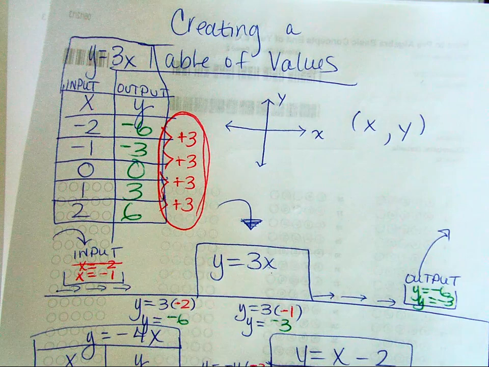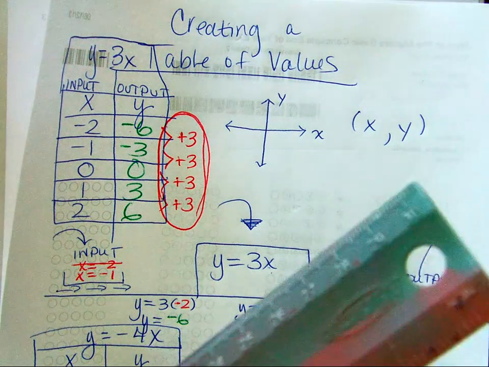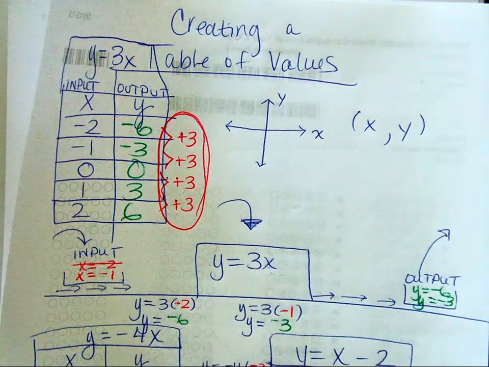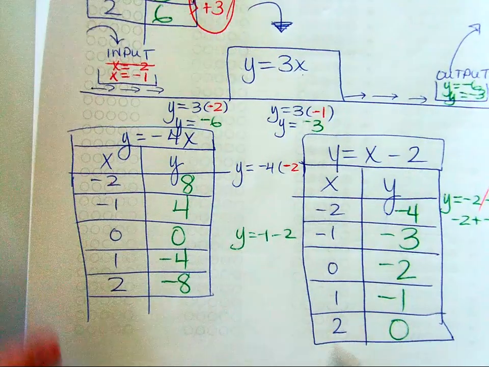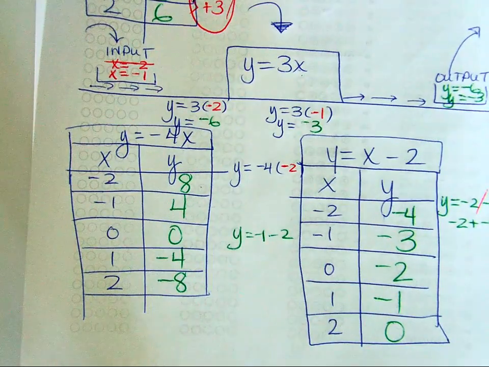Remember I said grab your ruler. Try to get all your points on your graph to touch the ruler. And you couldn't do it, right? Because these numbers were all different. And I told you the word linear, right?